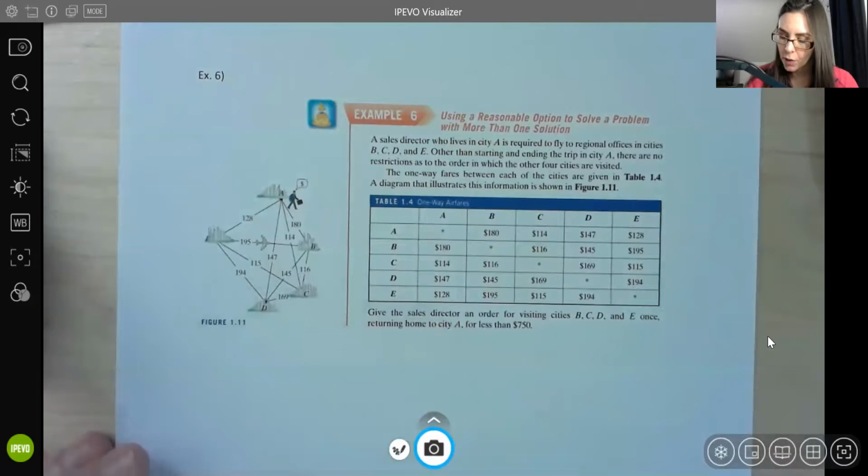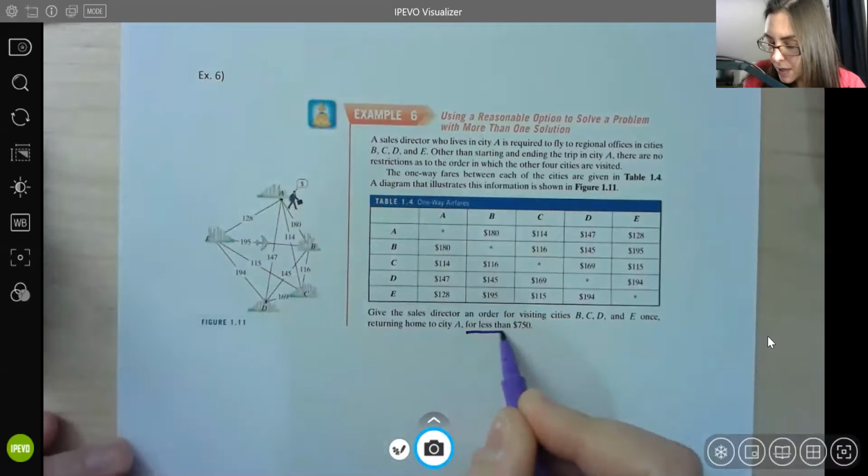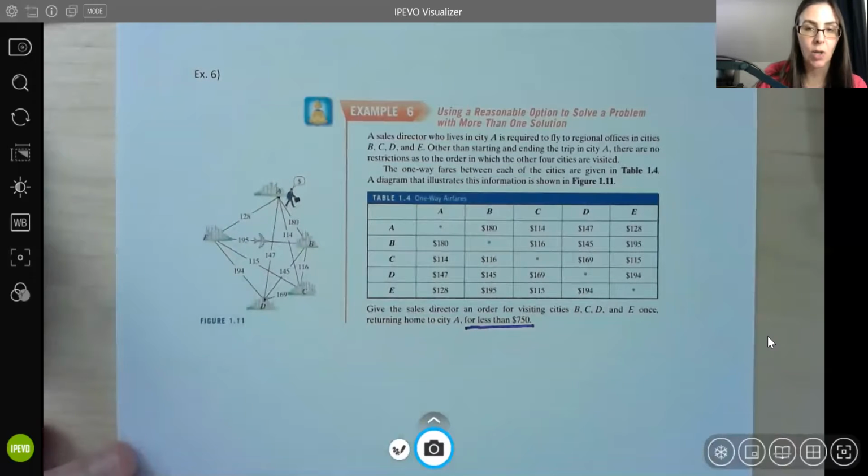Give the sales director an order for visiting cities B, C, D, and E once, and then returning home to city A, and his or her cost has to be less than $750. So that's the only restriction you have. So you have someone who is starting in city A. They have to make it to cities B, C, D, and E and back home to city A for less than $750. So you need to figure out the route. Maybe not the cheapest route, but a less expensive route. So under $750, you don't want to be over $750.